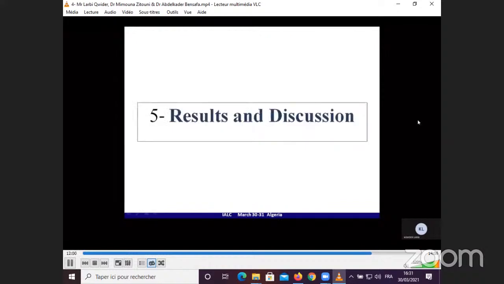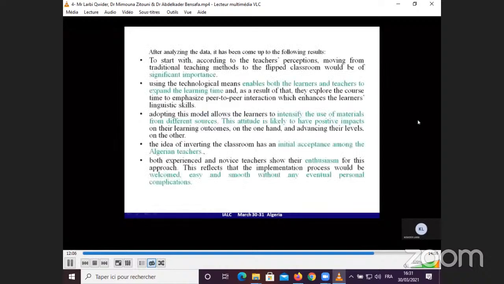After analyzing the gathered data, we have come up with the following results. On the one hand, using the flipped classroom has positive sides, such as enabling both learners and teachers to expand the learning time, and emphasizing peer-to-peer interaction, which enhances the learners' linguistic skills. Also, it enhances the use of materials from different sources. This attitude is likely to have positive impacts on the learning outcomes. Also, regarding the data, there is an acceptance among the Algerian teachers. This means that the implementation process would be welcome, easy, and smooth without any eventual personal complications.